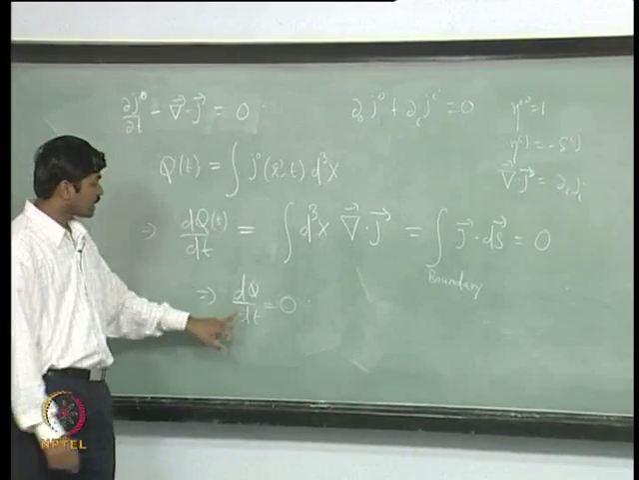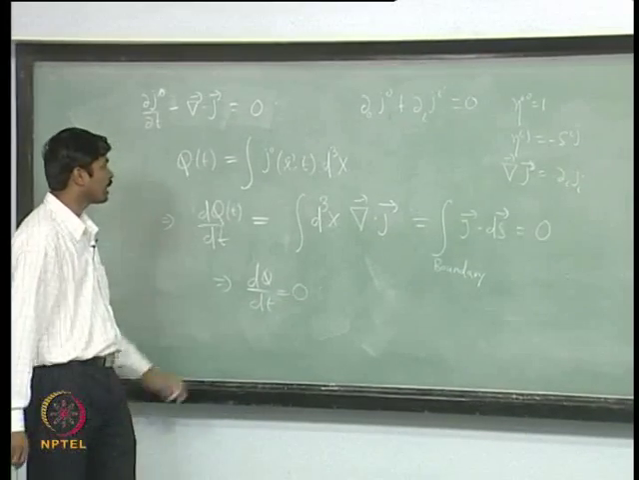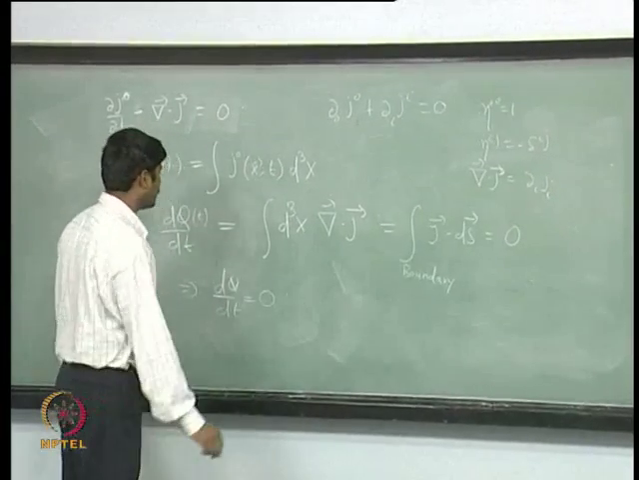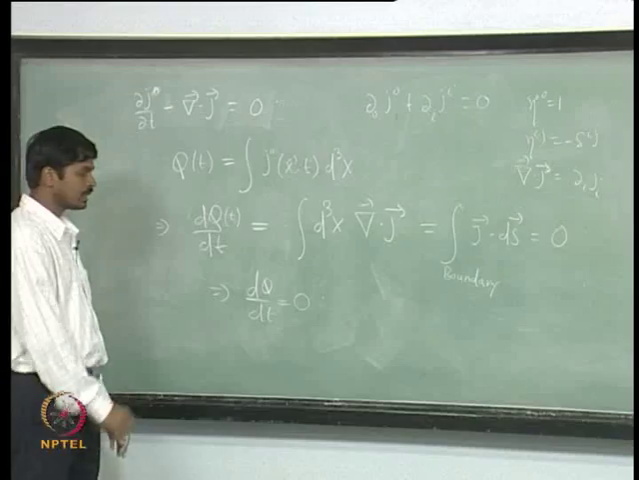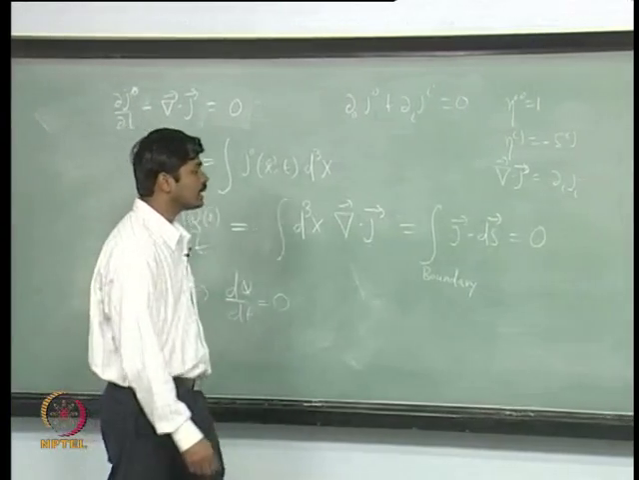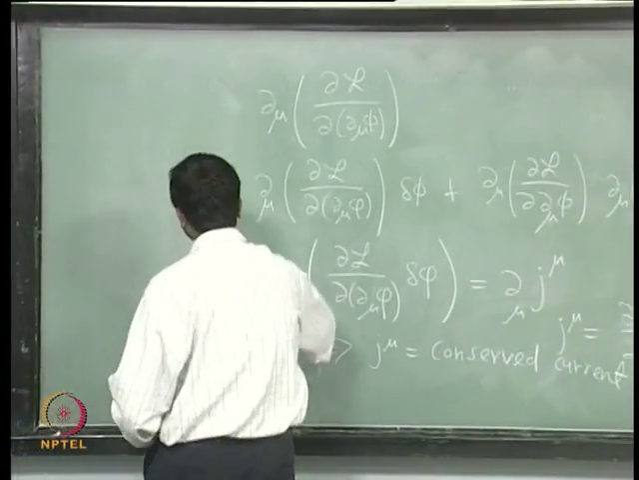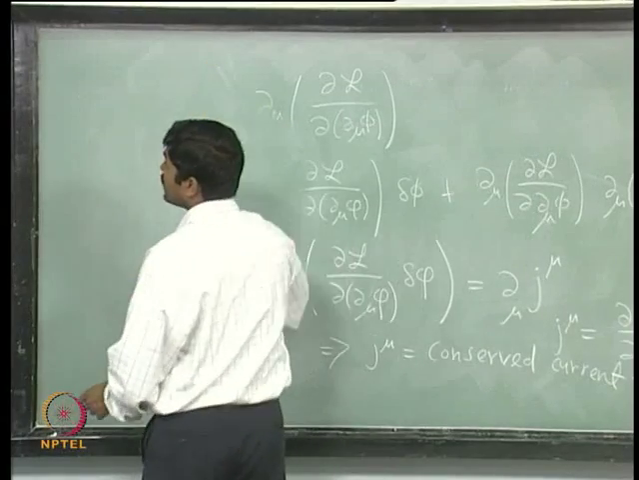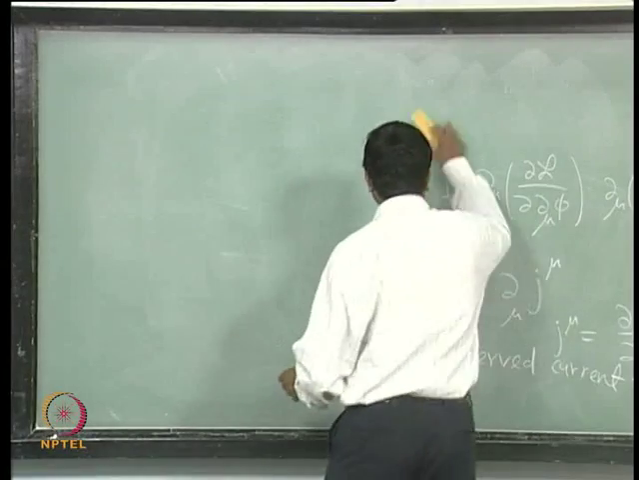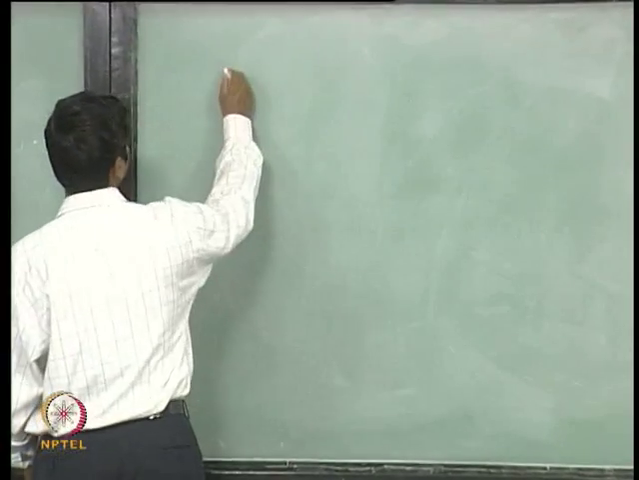So, what we see is that the rate of change of the charge is actually 0, provided the fields vanish sufficiently fast at infinity. So, a continuous symmetry implies a conservation law. This is what we have seen. We can see a very simple system, and then we can construct the charge for this system. So, let us consider a system of a complex scalar field.